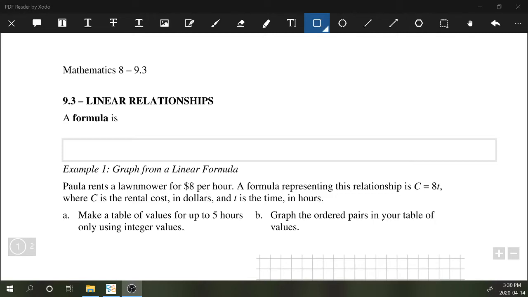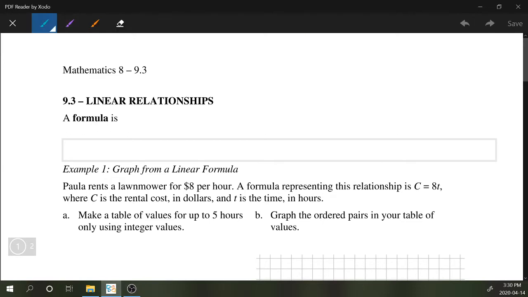Okay, hello everyone. Today we're going to go over section 9.3, which is about linear relationships. So, one of the things that we want to clarify for going over linear relationships is the difference between a formula and an equation. So, a formula is a mathematical statement that represents the relationship between two or more quantities.